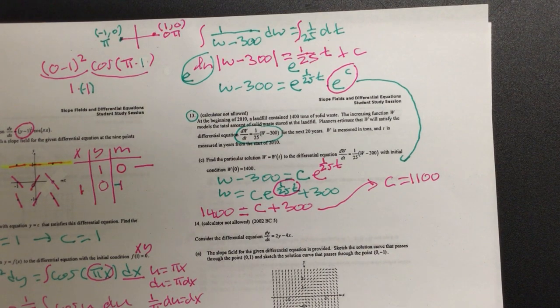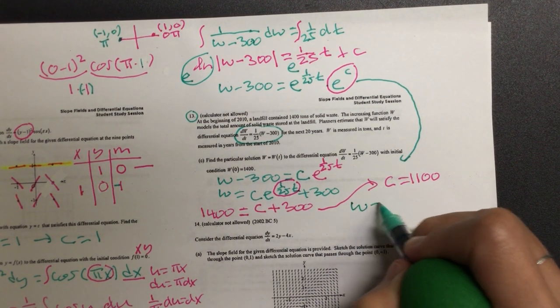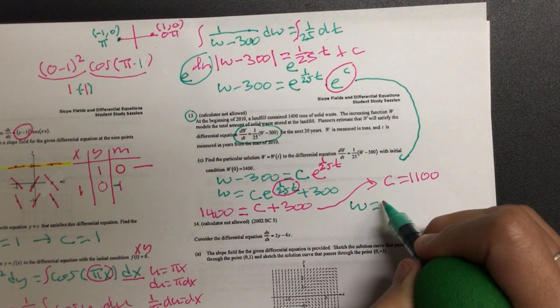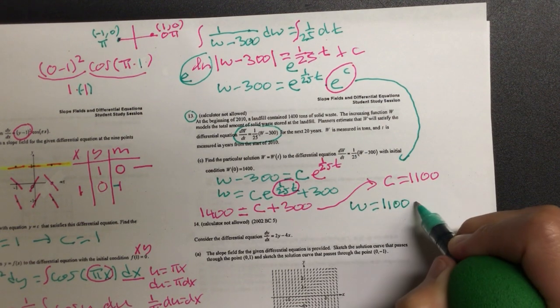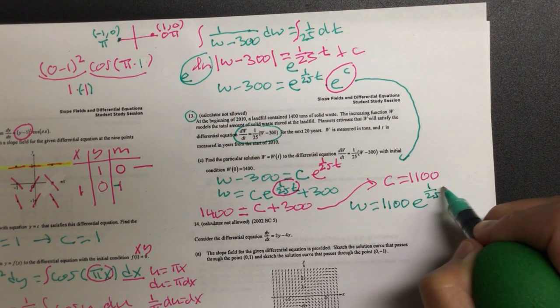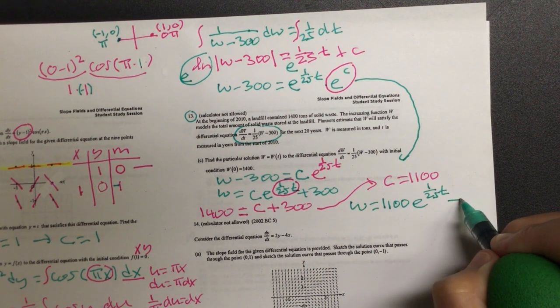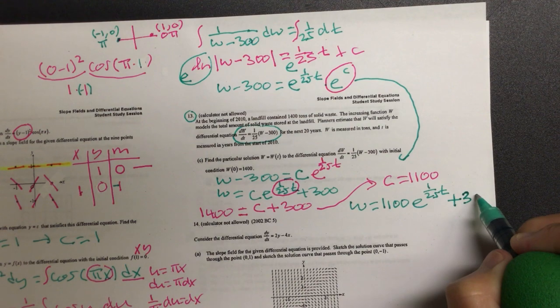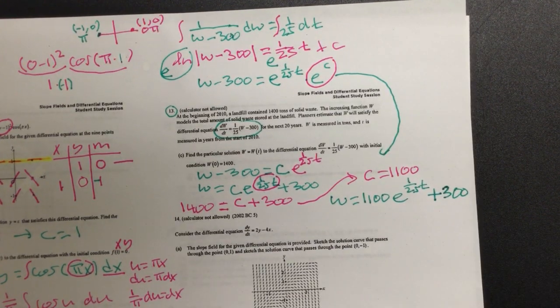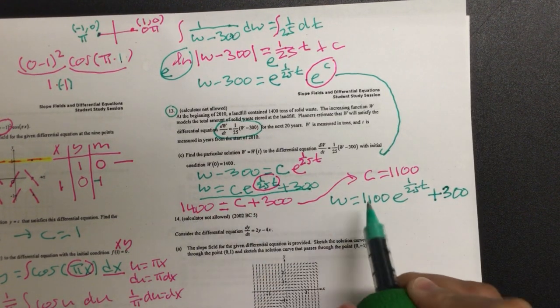So our final answer is going to be W is equal to, and we're going to replace the C with 1100, e to the power of 1/25 t. And then we know our C value is what? Not the C value, but the number by itself is 300. So basically what I did was I went from here to here.